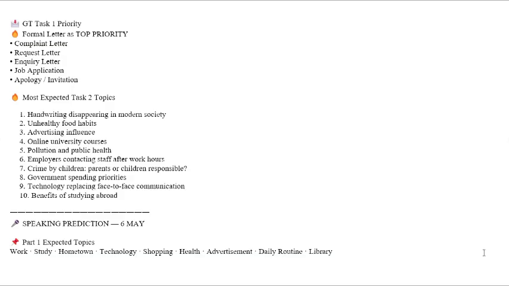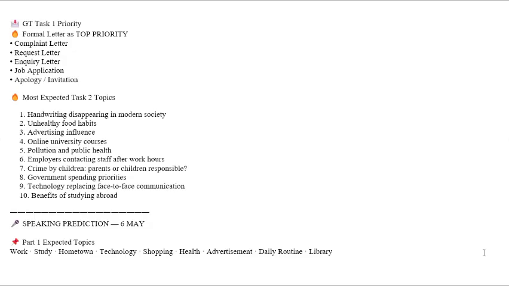Most expected task 2 topics can be regarding these categories: handwriting disappearing in modern society, unhealthy food habits, advertising influence, and benefits of studying abroad. Other than that, you should prepare the writings which are shared on our Telegram group. So what we have done is we have shared almost all the writing topics that we get from our sources across the globe in our Telegram group, and there is always a chance that you might get the same in your exam as well. So use that.